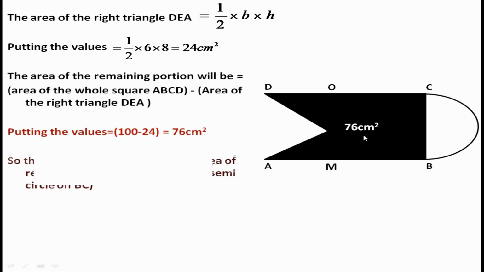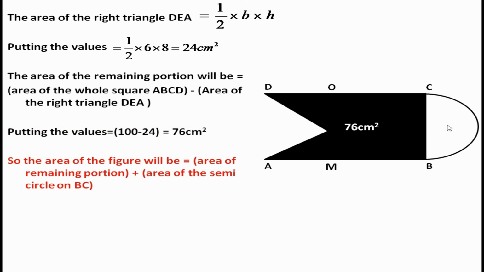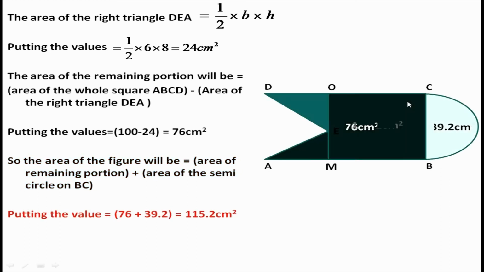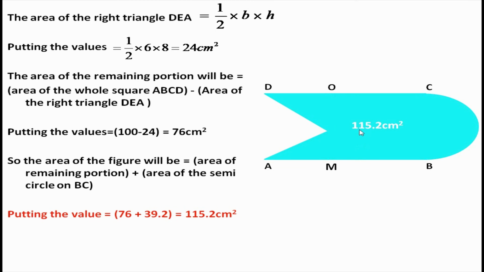Now we know the area of this remaining portion, and we know the area of the semicircle, 39.2 centimeter square. If you remember, we had carried out this earlier. Now it's easy to carry out the area of this whole figure. We will add the area of this remaining portion with the area of this semicircle. What will we get after addition? We will get the area of the whole figure, which is 115.2 centimeter square. This is the final result which we wanted.